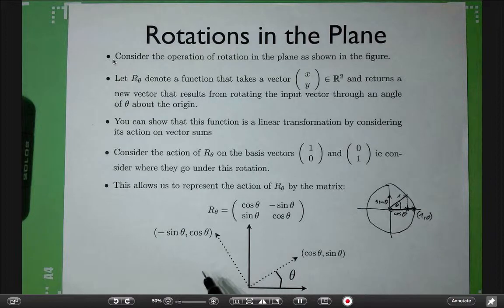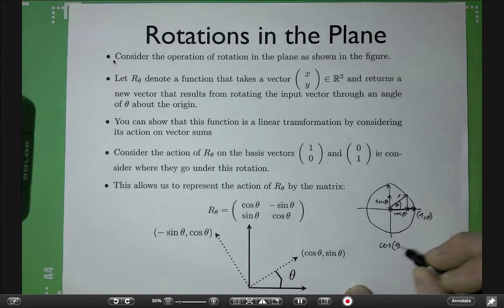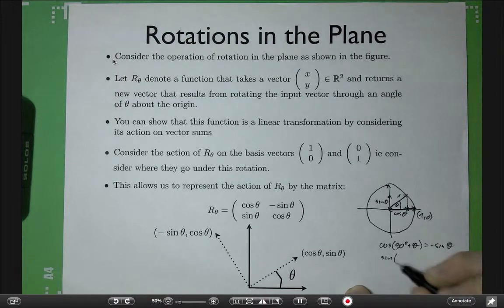What about the vector 0, 1? So that's this vector, right? So where does that one map? We could look at it geometrically the other way. We can just say that this is a rotation of 1, 0, but by theta plus 90 degrees. And you probably know these formulas, that cosine of 90 degrees plus theta is minus sine theta, and sine of 90 degrees plus theta is the cosine of theta. That's one way you could look at it.